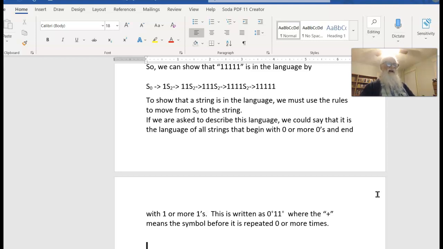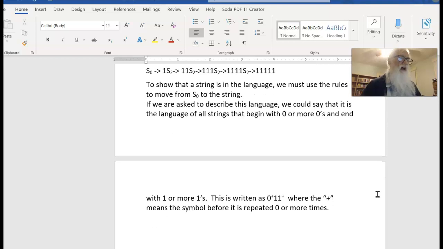Now I wrote it in a way that may or may not be standard. I wrote 0+ 1 1+, where the plus means the symbol before it is repeated 0 or more times. So you notice the 0 doesn't have to be there, but there has to be a 1. So I put an extra 1 in to make sure that there's always a 1. Some people use a 1 prime, I think it is, instead of that, but there are different ways. And that's all I want to say right now.